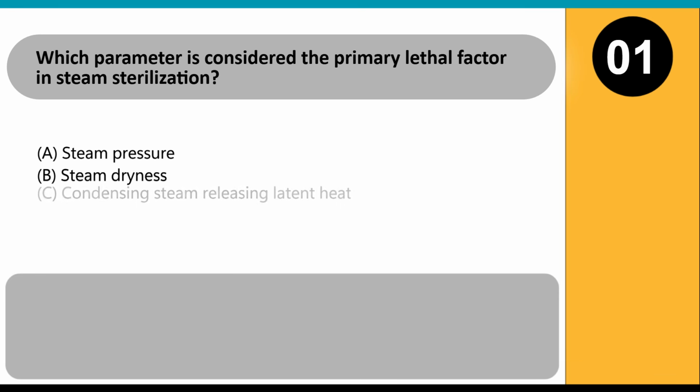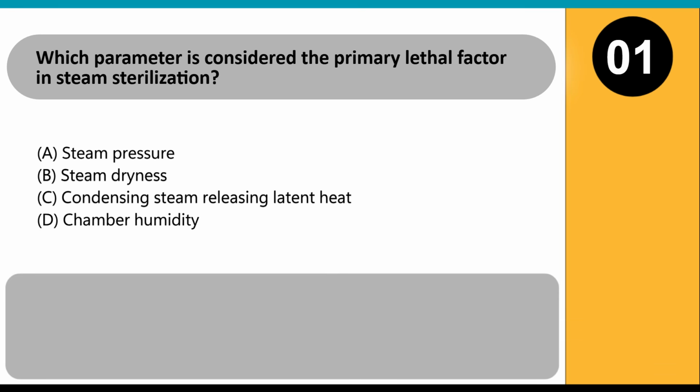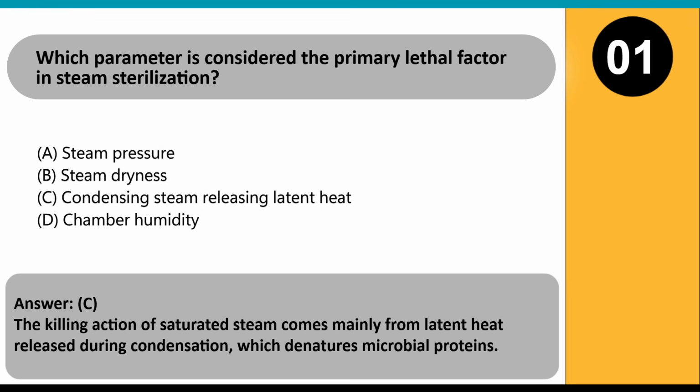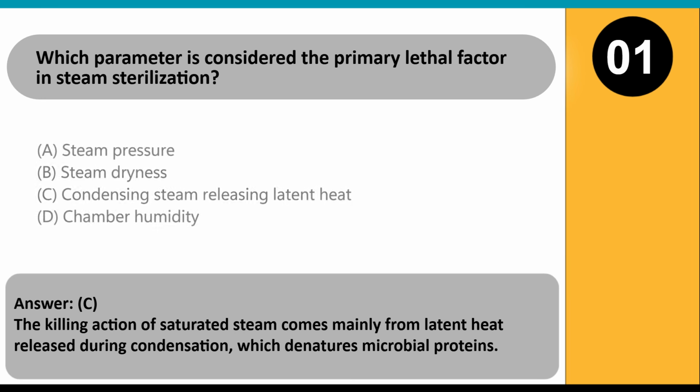Which parameter is considered the primary lethal factor in steam sterilization? A. Steam pressure. B. Steam dryness. C. Condensing steam releasing latent heat. D. Chamber humidity. Answer: C. The killing action of saturated steam comes mainly from latent heat released during condensation, which denatures microbial proteins.